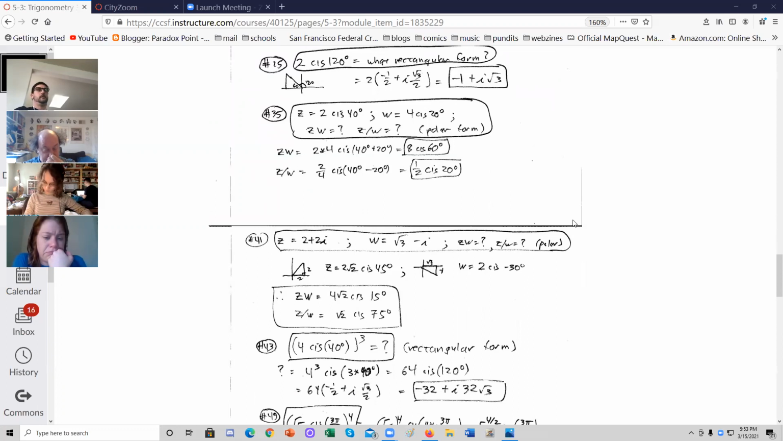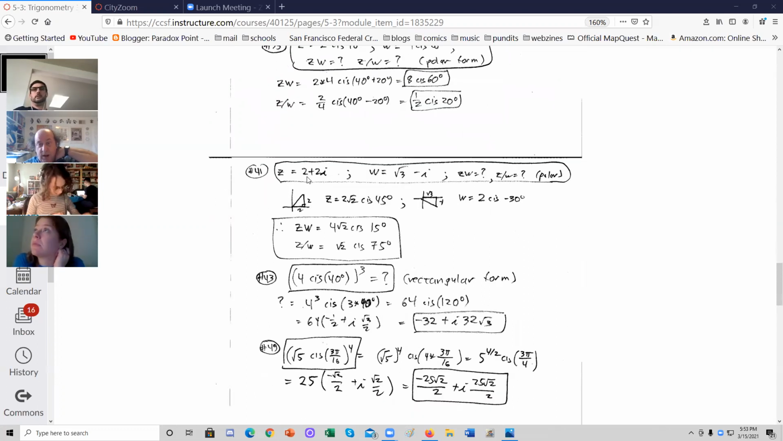All right. Now let's go a little further. Here we have two numbers in rectangular form. Z is 2 plus 2i. W is root 3 minus i. What's their product? What's their quotient in polar form? All right. Z is 2 plus 2i, so the diagonal is 2 root 2. This is isosceles, so this is 45 degrees. Z is 2 root 2 cis 45 degrees. W is over root 3 and down 1. You can check that this third side is 2. We have a 30, 60, 90 triangle, and it's clockwise, so it's negative 30 degrees. W is 2 cis negative 30 degrees.